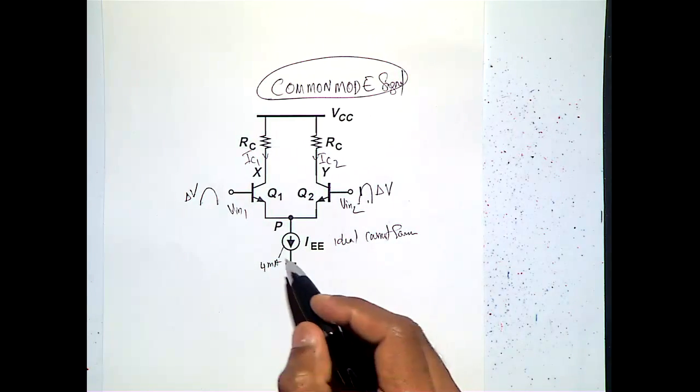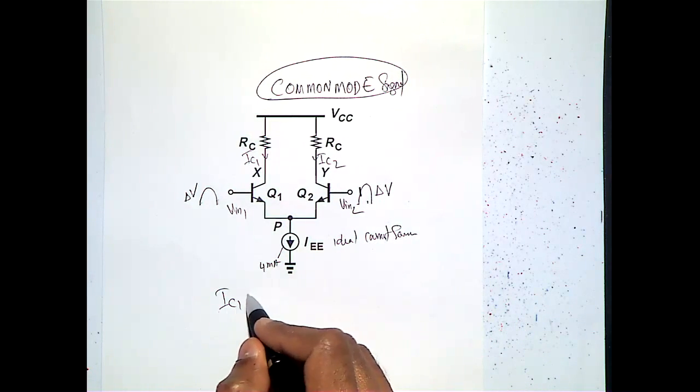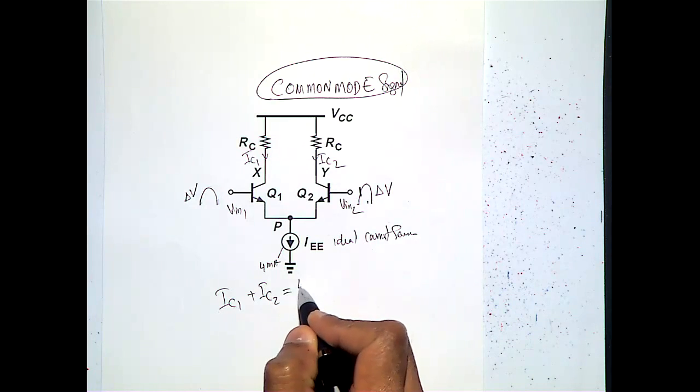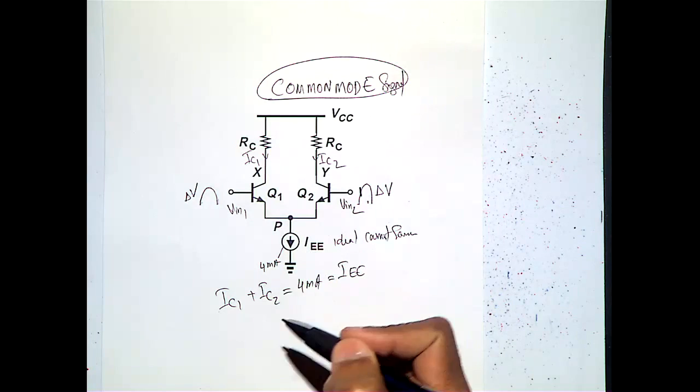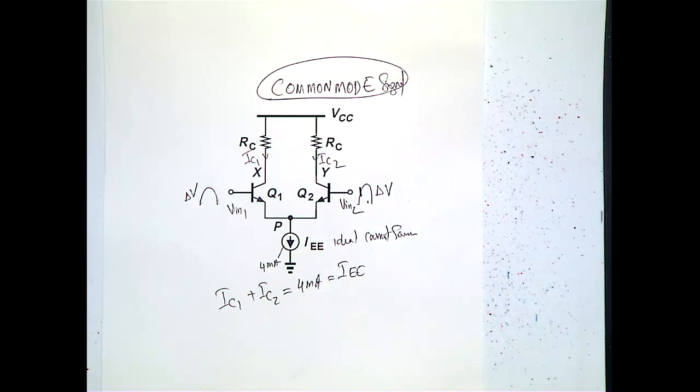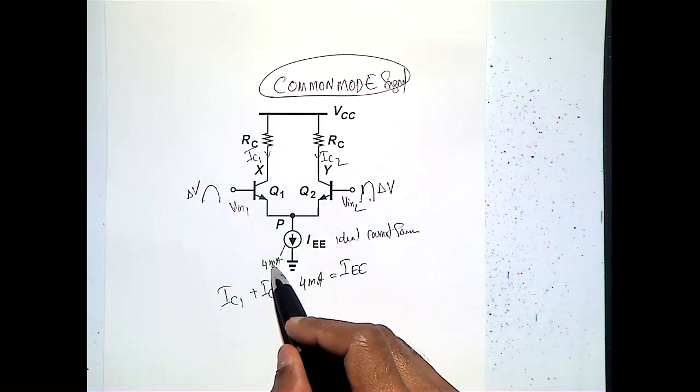Then because this is 4 milliamps, your IC1 plus IC2 should be equal to 4 milliamps, which is equal to IW, because this is an ideal current source. An ideal current source will make sure that your current is always at IW, that is equal to 4 milliamps.